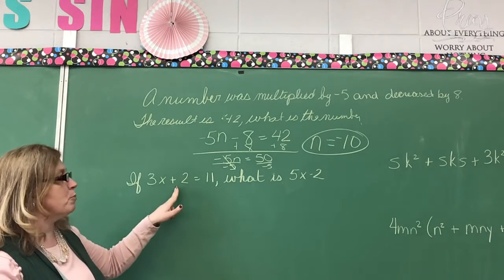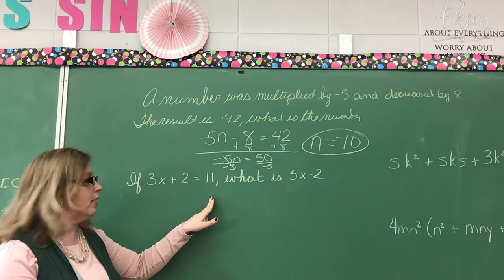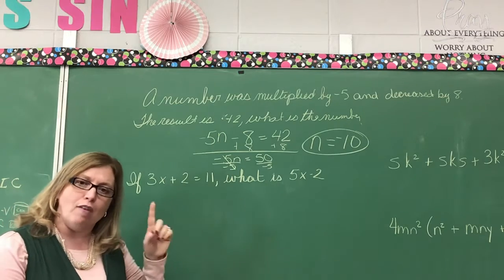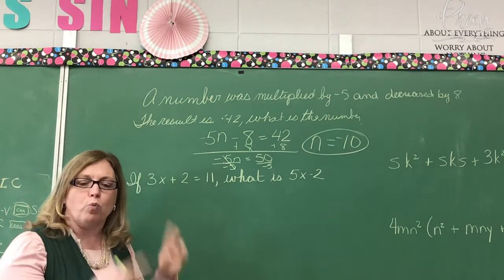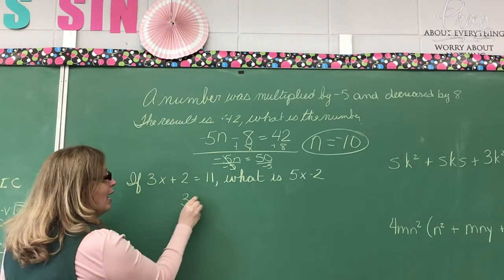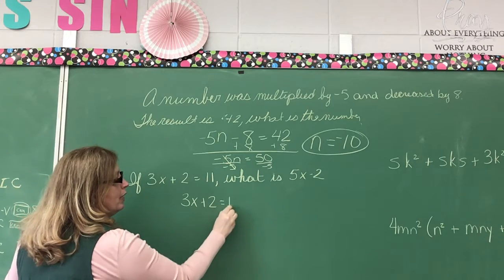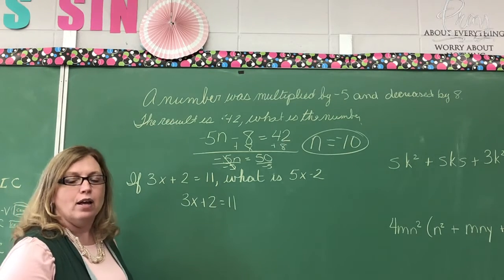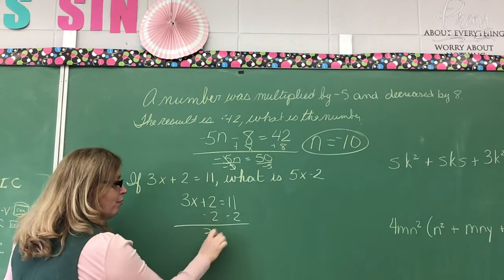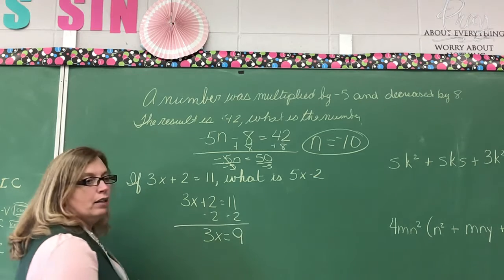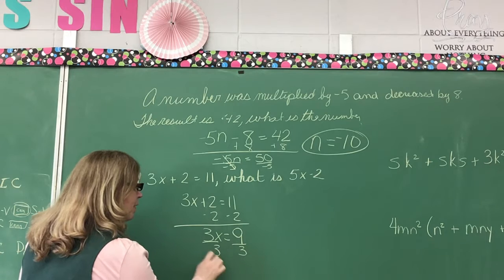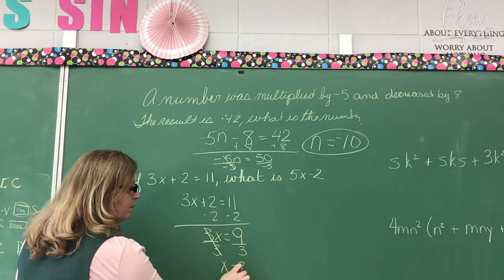If 3x plus 2 equals 11, what is 5x minus 2? Well, I have to solve one equation in order to solve the other. Which one do I solve? Solve the one that has the equal sign. So I'm going to say 3x plus 2 equals 11. Just focus on that. How do I do that? Well, it says to add 2, so I'm really going to subtract 2. So I have 3x equals 9. Okay, it says to multiply by 3, so I'm really going to divide by 3. This is going to cancel, leaving me x equals 3.